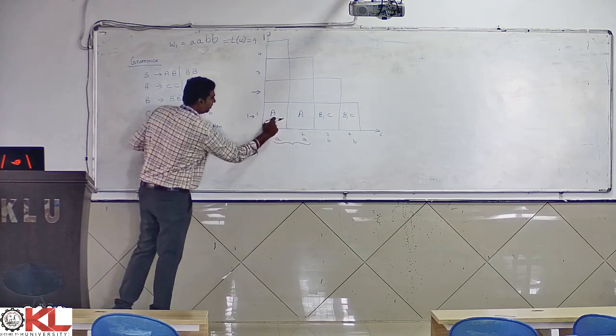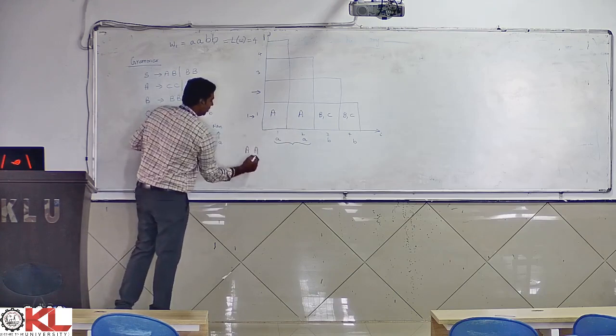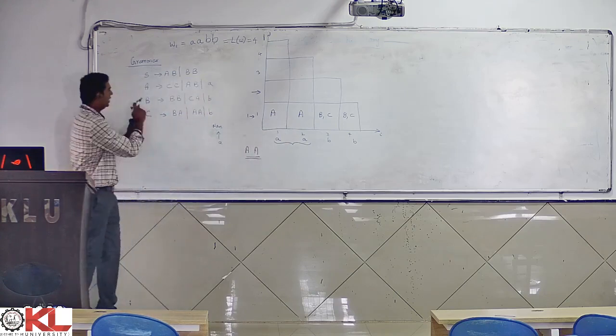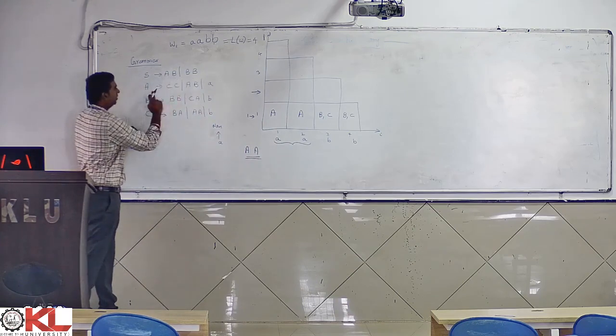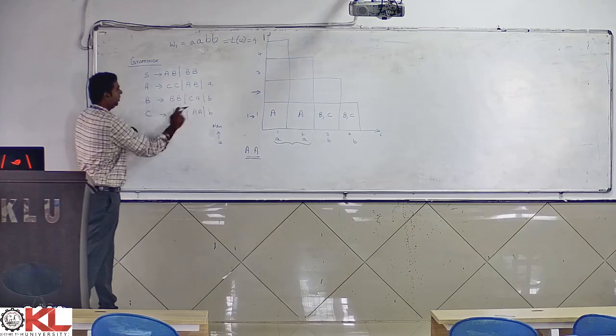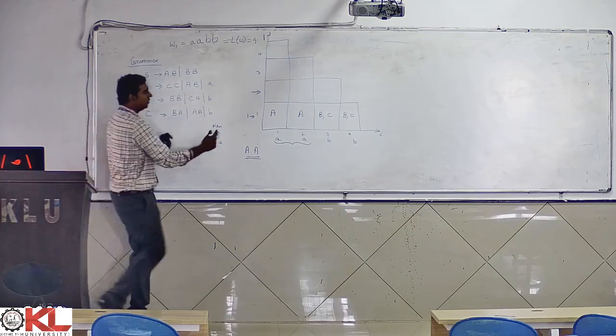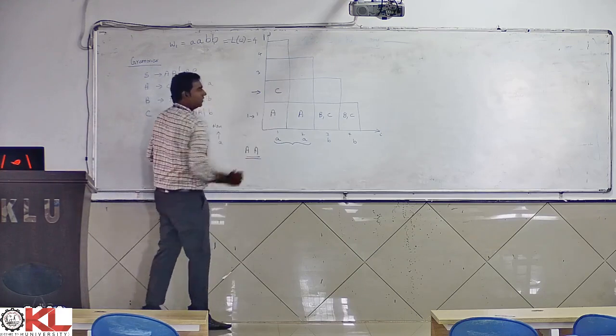What is the non-terminal word? AA. I am checking for the combination in the set of rules where AA comes. I am checking in the first one, no. Second one, no. Third one, no. Fourth one, C tends to AA. So I am writing here C.